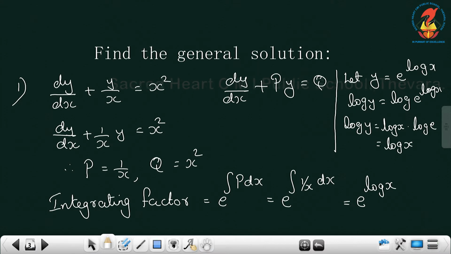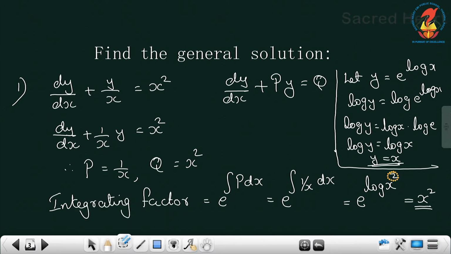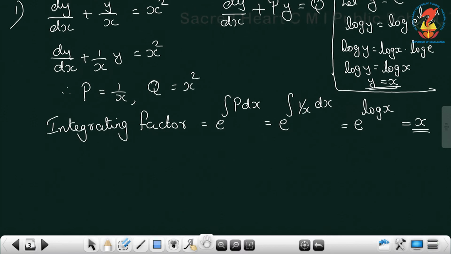So log x in the right hand side, left side is log y. So we can write y and x are equal. And what is y? e raised to log x. So e raised to log x is x itself. So when it is e raised to log x square, you have to write x square. Okay. So here it is x itself. Integrating factor is x. Now we can write the solution.